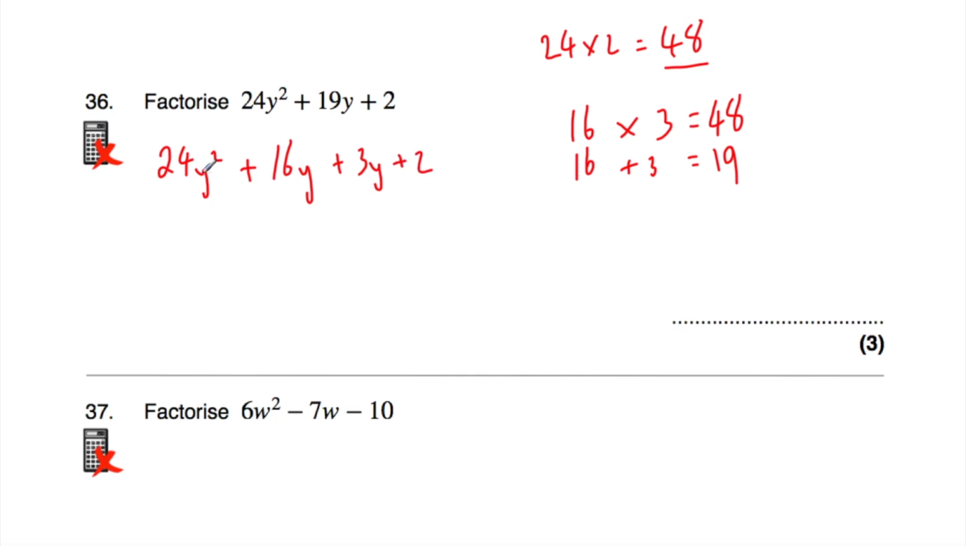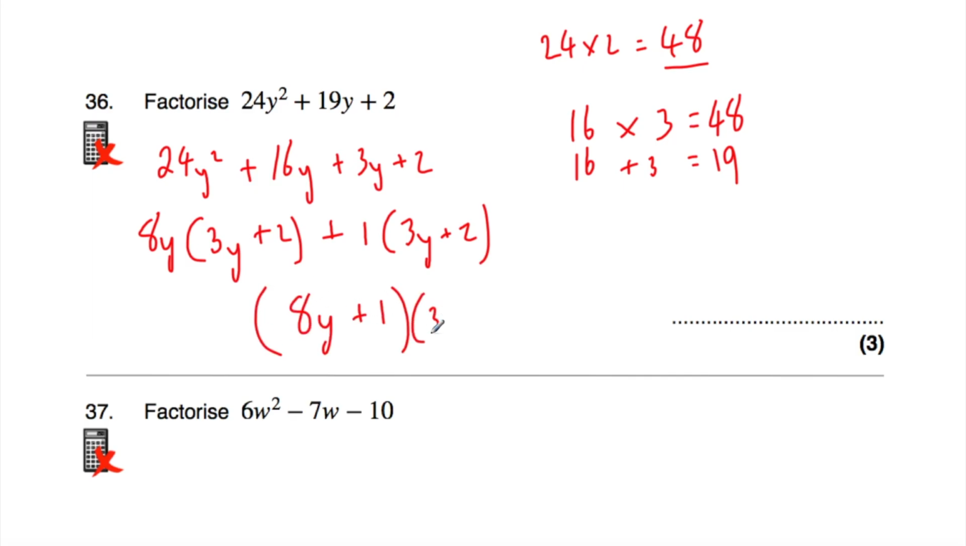Okay, now let's factorize these. In terms of 24y squared and 16y, we can divide both of them by 8y. So let's do 8y, and then in brackets, 24y squared divided by 8y would be 3y, and then 16y divided by 8y would be 2. Then plus, our 3y and our 2 on the end only have 1 as a common factor, so let's do 1, and then in brackets 3y plus 2. As you can see, we've got the same bracket twice. That's fantastic. So we've got 8y lots of 3y plus 2 and another lot of 3y plus 2. So altogether that'd be 8y plus 1 lots of 3y plus 2. And that's it. We've factorized it as well.